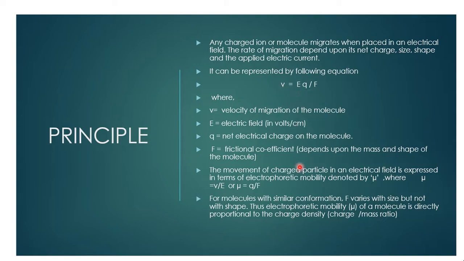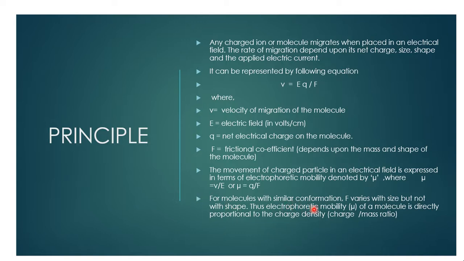Now, the movement of charged particles in an electric field is expressed in terms of electrophoretic mobility, which is denoted simply by mu. This mu is equal to Q by F. What is Q by F? Q is the net electric charge and F is the frictional coefficient. Or simply, we can take the velocity of migration of the molecule divided by the electric field that we are using in volts per centimeter. So this is all about the principle on which electrophoresis is going to work.